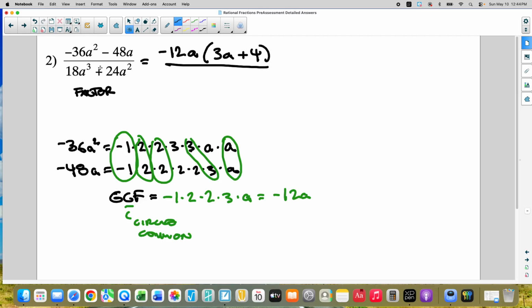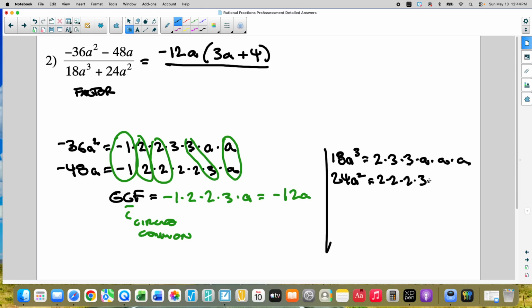We'll do the same thing for 18a to the third and 24a to the second. So we have 18a to the third, which is 2 times 3 times 3 times a times a times a, and 24a squared is going to be 2 times 2 times 2 times 3 times a, which is correct. GCF, circle what they have in common. They have a 2 in common. They have a 3 in common. They have an a in common and another a in common.